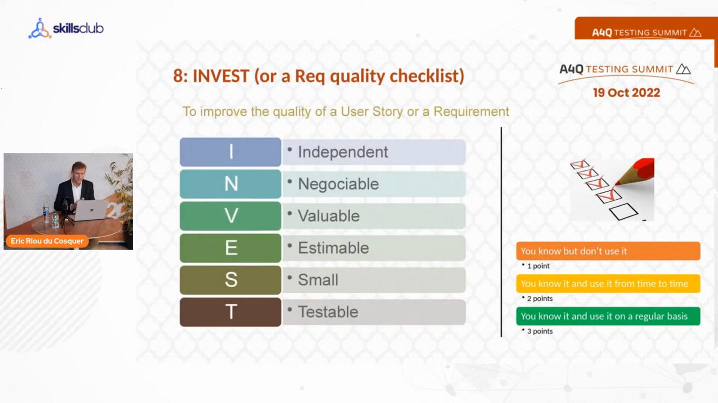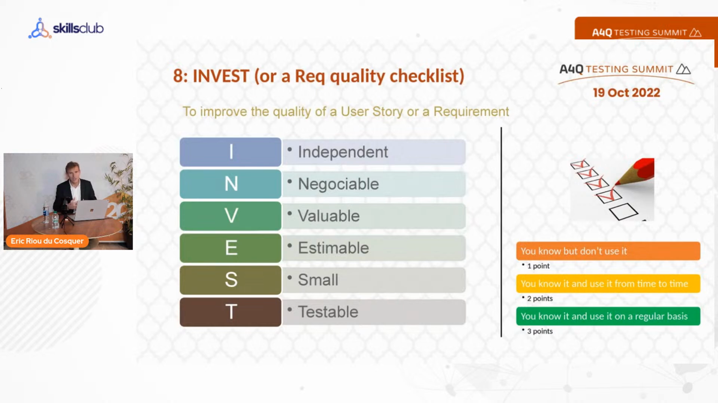Next one is called Invest. So if we have people involved in Agile projects in the room, I'm sure they know Invest. Invest is a little bit like a checklist to be used to check the quality of a user story. And actually, it could also be used for a requirement, even if to check the quality of a requirement, we have other checklists.